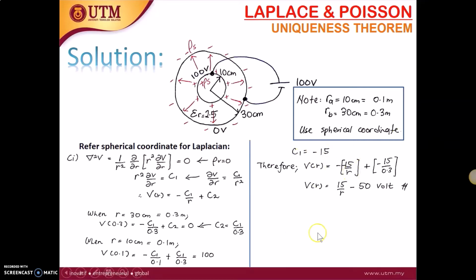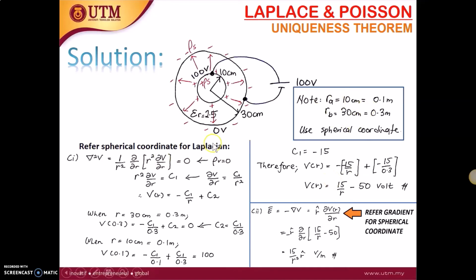So we put it inside the original formula. We got V(R) equal to 15 divided by R minus 50 volts. This is the general equation for V(R) between the two plates. Next, the electric field intensity, we can use the gradient in spherical coordinates. Again, we are only interested in the R component. So when we solve the gradient, you got E equal to 15 divided by R squared in the direction of R, volts per meter.